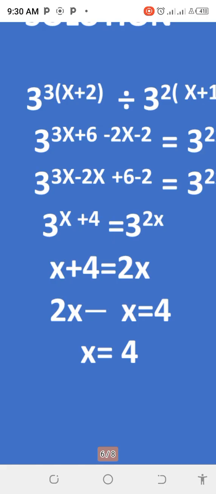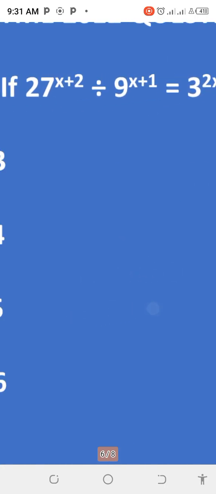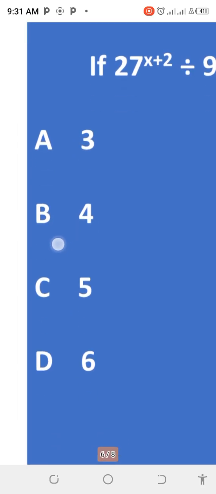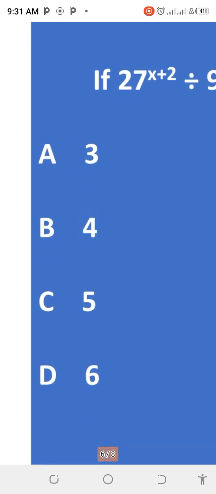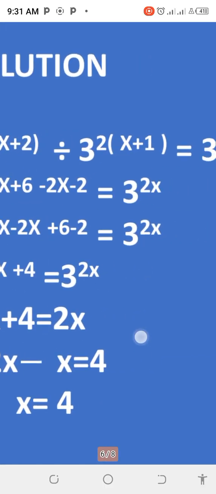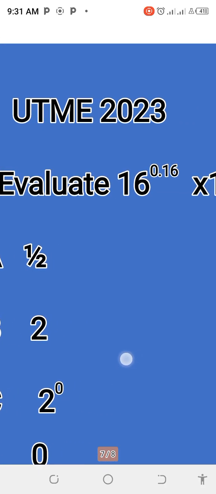x is equal to 4. That is the solution. Let's go and check the answer. So the correct option there is Option B. Option B is the correct option there. Now let's go without wasting time and see if we can solve another one.